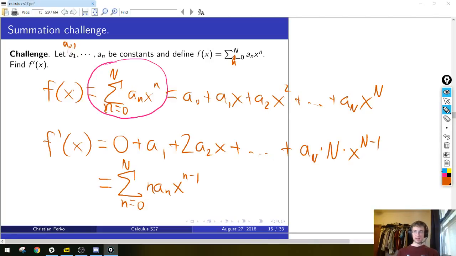Why is this the same thing? Well, because the first term, when I plug in lowercase n equals 0, I get 0, because here's a lowercase n, so when I plug in 0, that's 0 times this chunk, which is just 0. So that gives me the first term. When I plug in lowercase n equals 1, I get 1a1 x to the 0, which is this guy. When I plug in lowercase n equals 2, I get 2a2 x to the 2 minus 1, which is this guy, and so on, up to capital N.